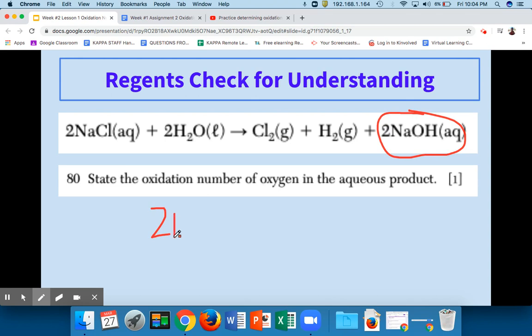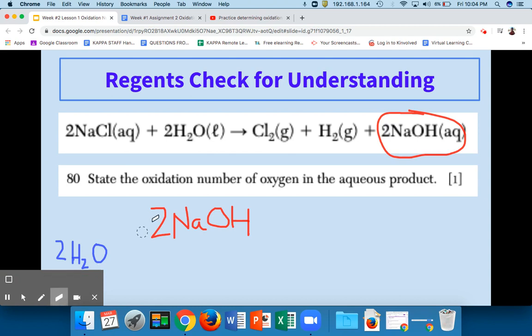So it's 2NaOH. Now this big 2 in the front means that there's 2 of them. So that's just like writing if I were to do 2H2O, that means there's 2 water molecules. So I can actually ignore this 2 for now because I'm just trying to find the oxidation number of the oxygen.